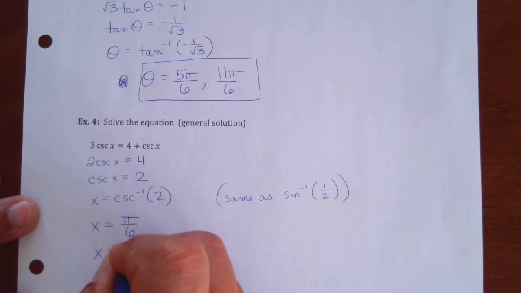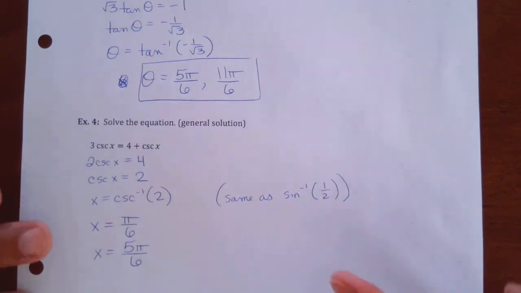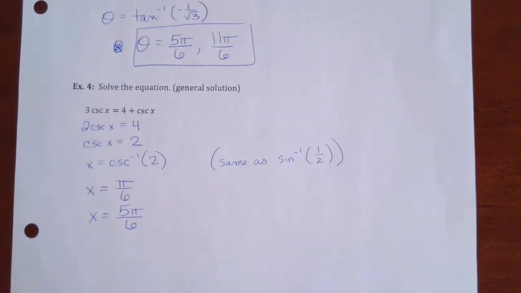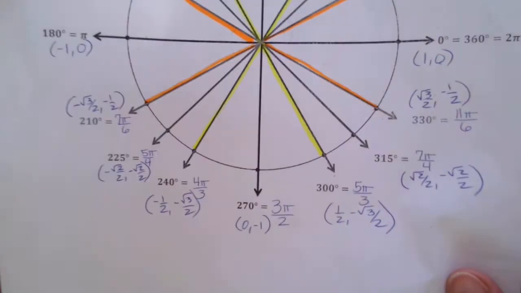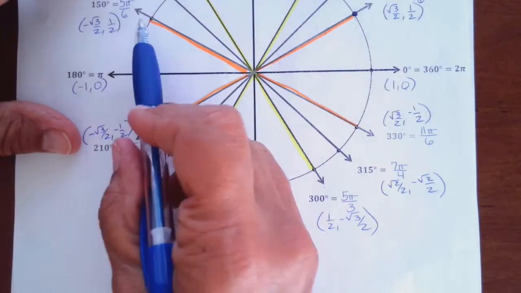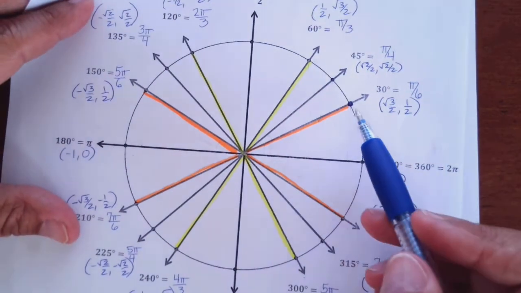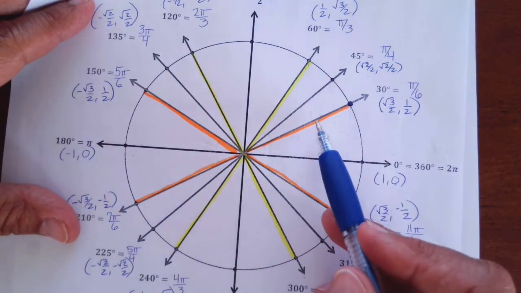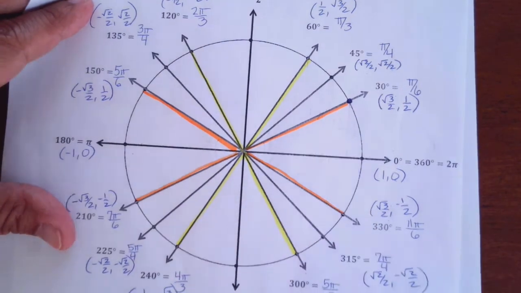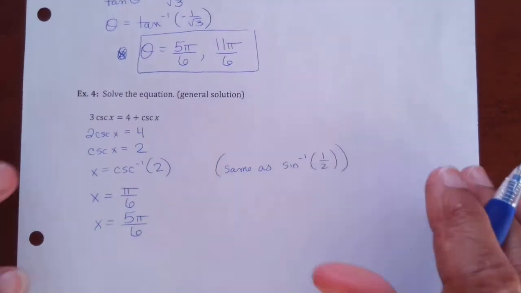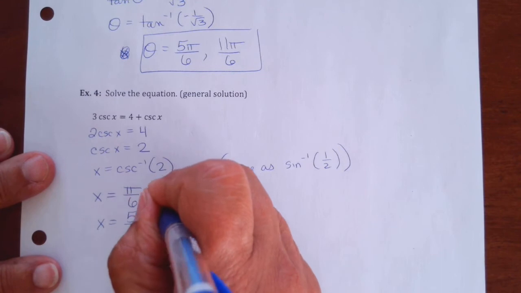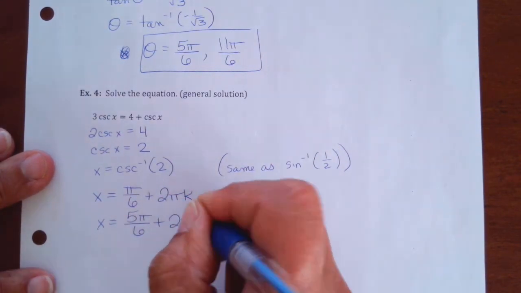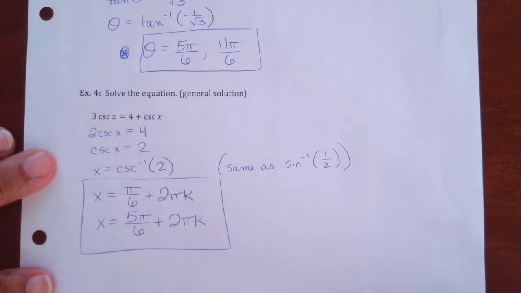And I'm writing them separate because now I have to write the general solution. So look at pi over 6 and 5 pi over 6. Remember, they're not directly across from each other. To be directly across would be here, right? Straight line, 180 degrees away. So these are not 180 degrees away, so that means you're adding 2 pi k to each answer. So those are the general solutions. Okay?